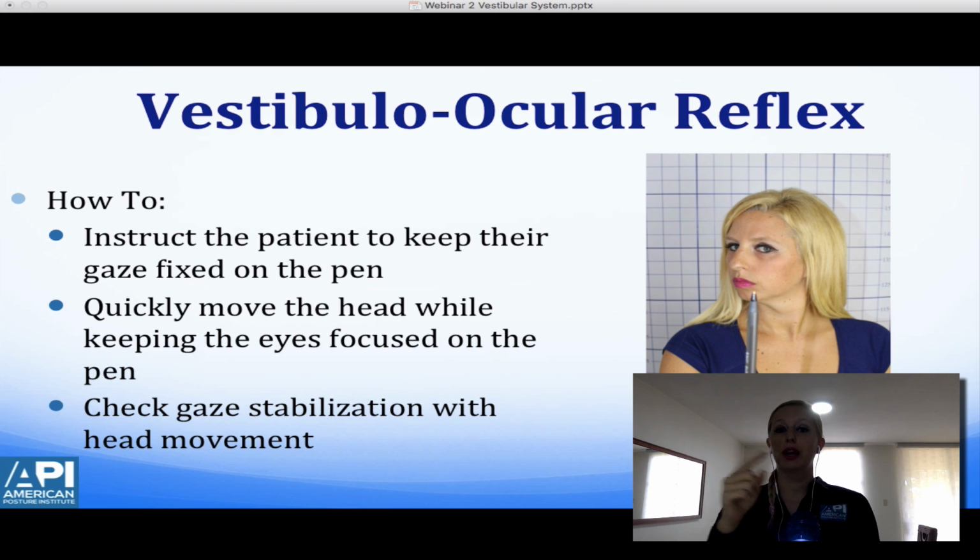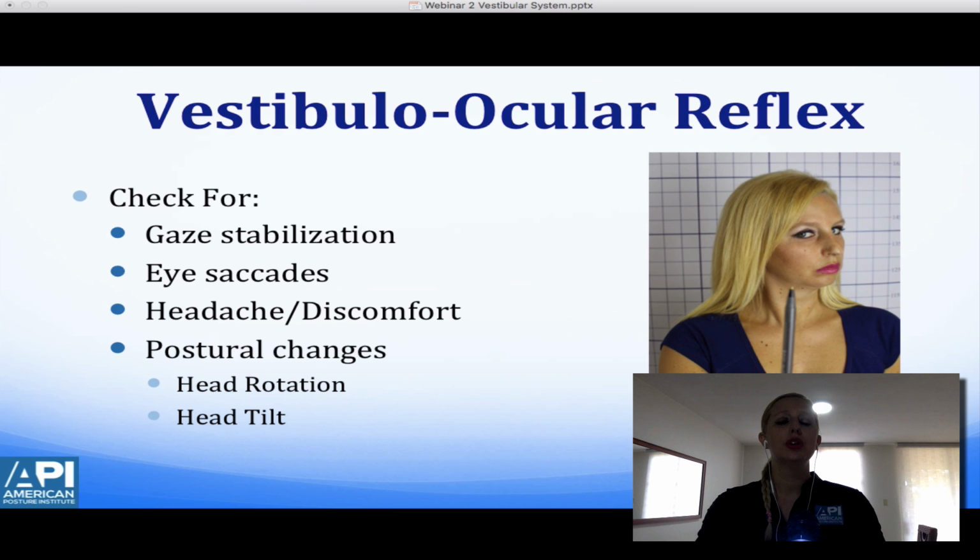So you'll see a quick movement of the eye back to center because the eye is then trying to regain that gaze stabilization back midline at the tip of the finger or the tip of the pen, whatever you're utilizing. Okay, so you're going to see a quick saccade. You might see a nystagmus develop. You might see that the patient feels uncomfortable. So, for example, you might see a headache.